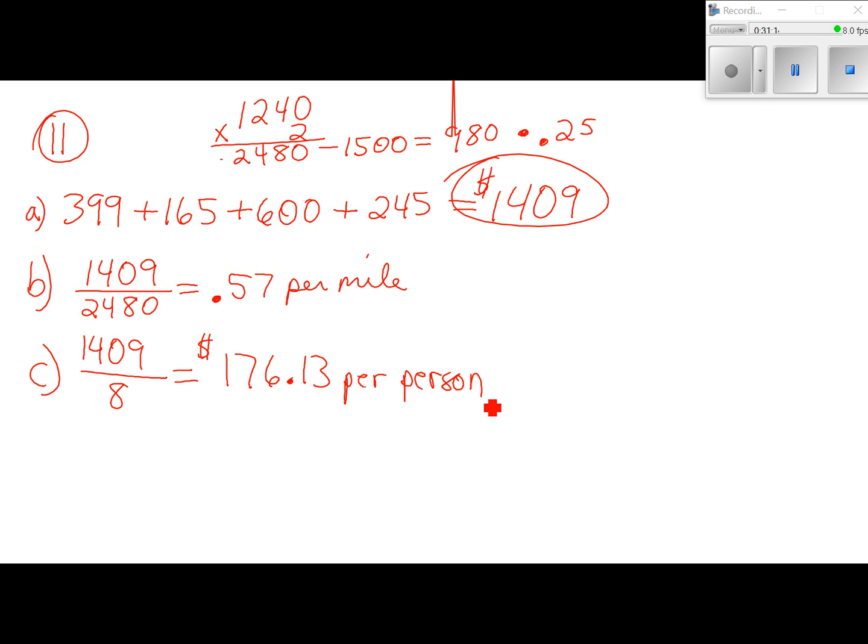So finish up the rest of them. Send me a picture when you get done.